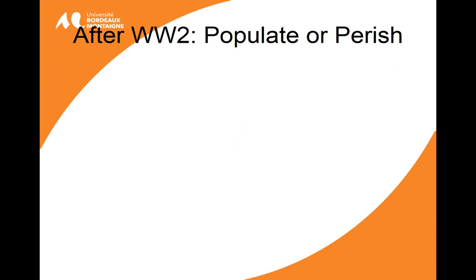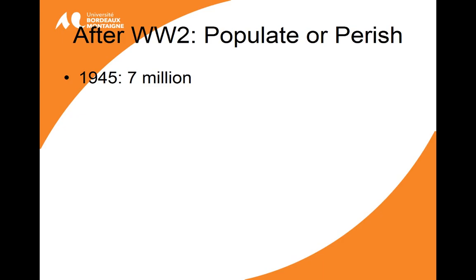Things changed after World War II. This is the era often referred to as populate or perish. So in 1945, you have 7 million inhabitants in Australia. And what happened was that Darwin, in the north of Australia, was attacked by the Japanese during World War II.